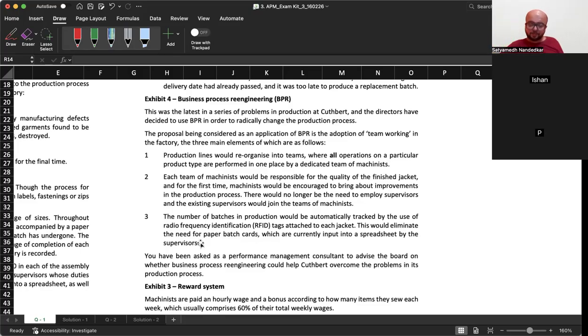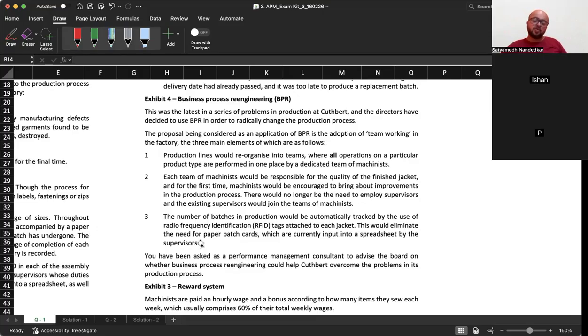So, the people who are actually working on the floor, they are encouraged to bring about improvements. And what is happening is that now supervisors will not be needed because the production process is changing, and you would have all of them in one place.